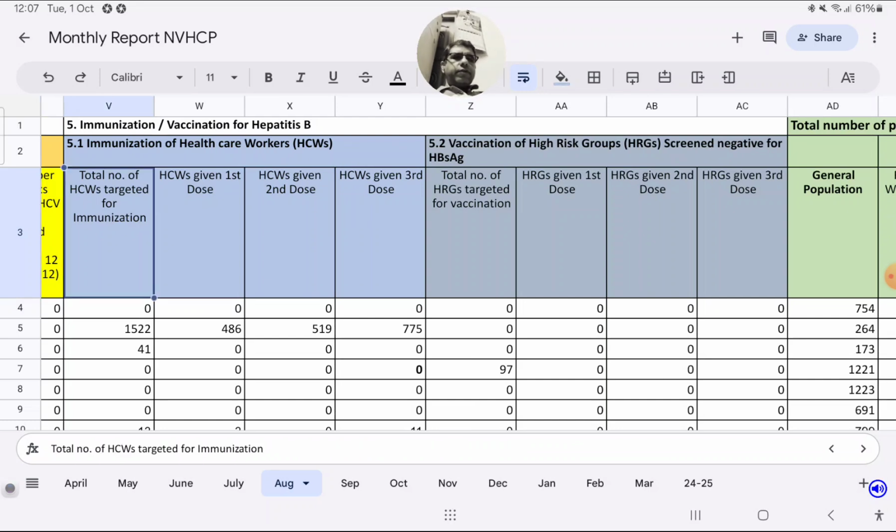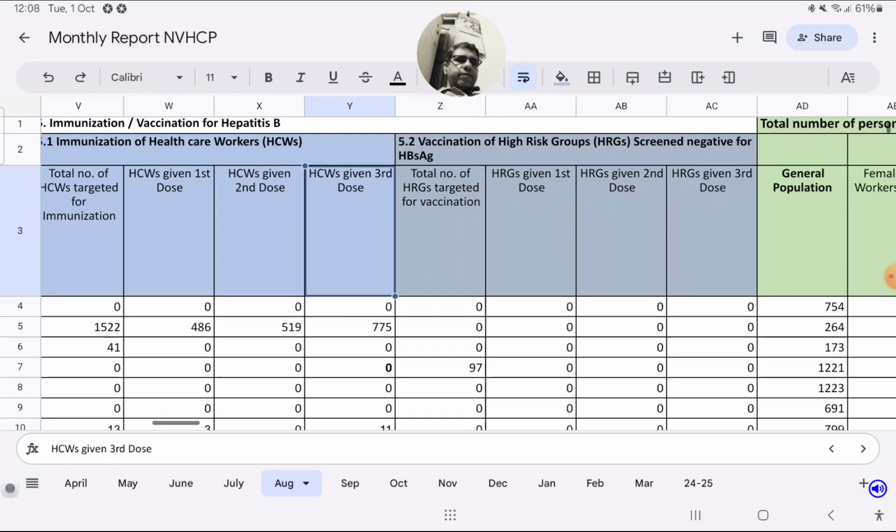So the first column under the healthcare worker section is total number of healthcare workers. HCW means healthcare workers targeted for immunization in a particular month. Out of them, how many were given the first dose? Healthcare workers given the second dose. Healthcare workers given the third dose. So these 3 data we have to enter.